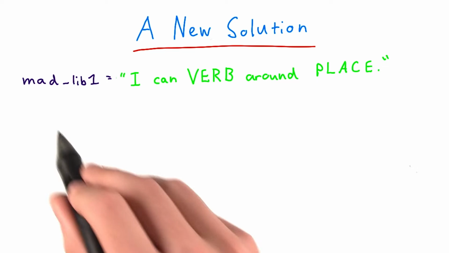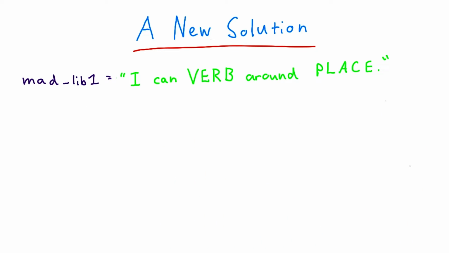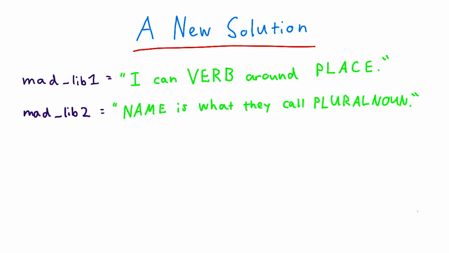Let's say we have this string madlib1, which is equal to "I can verb around place." In this string, the words we want to replace with user input are verb and place. However, what if we have this other sentence, madlib2, which is equal to "name is what they call plural noun." Since we want our function to be able to handle replacements, like place, name, plural noun, and other words we may add in the future, why don't we create a list of words, which I'll call parts of speech, and set it equal to a working list of possible replacement words, like so.